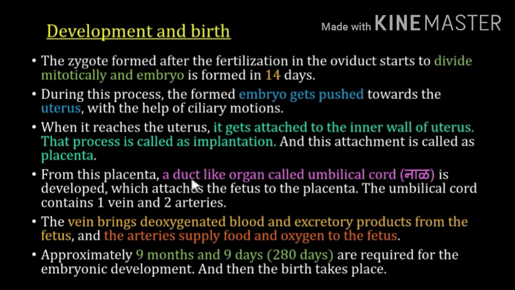From this placenta, a duct-like organ called the umbilical cord, that is nal in Marathi, is developed, which attaches the fetus to the placenta, and the umbilical cord contains one vein and two arteries. The vein brings deoxygenated blood and the excretory products from the fetus to the mother, and the arteries supply food and oxygen to the fetus. Approximately 9 months and 9 days, that means about 280 days, are required for the total embryonic development, and then the birth takes place.